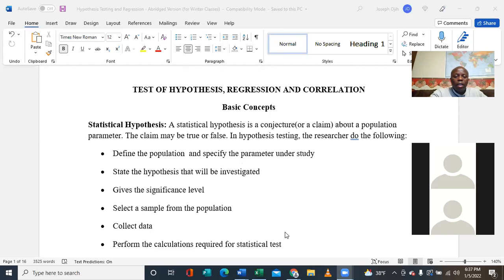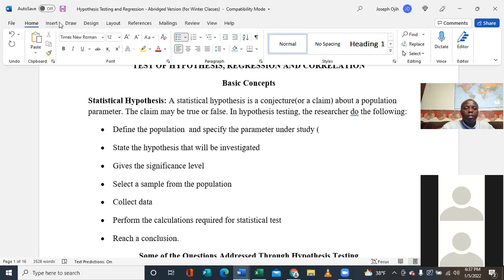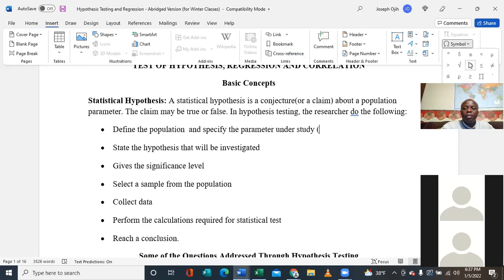Yeah. So what we do in hypothesis testing, we define the population and specify the parameter of study. The parameter can be the population mean, or the standard deviation. You have to specify what parameter you are testing. It can be proportion, P. For this class, we focus only on hypothesis testing for the mean.